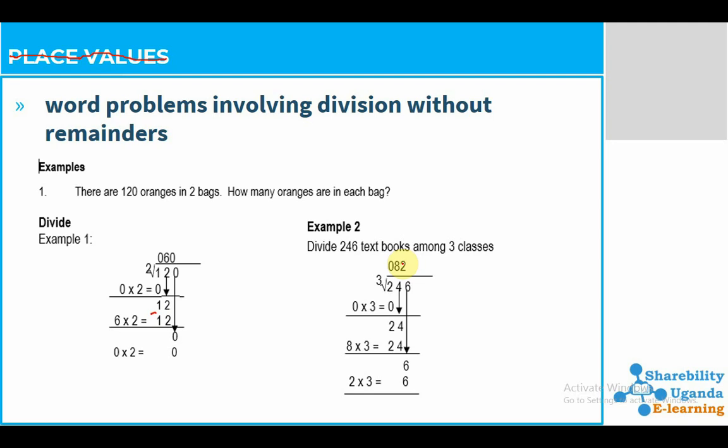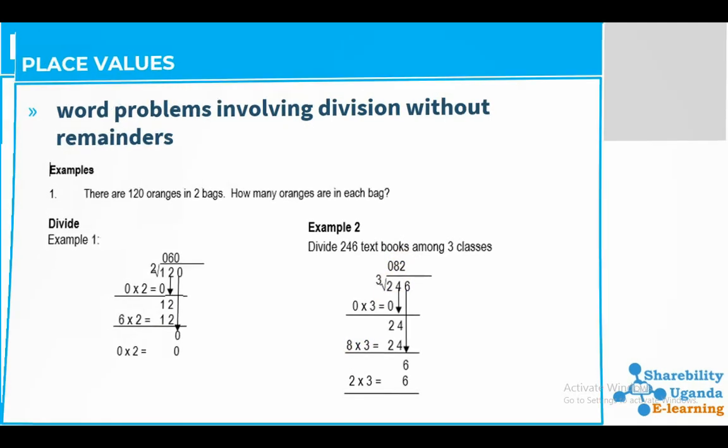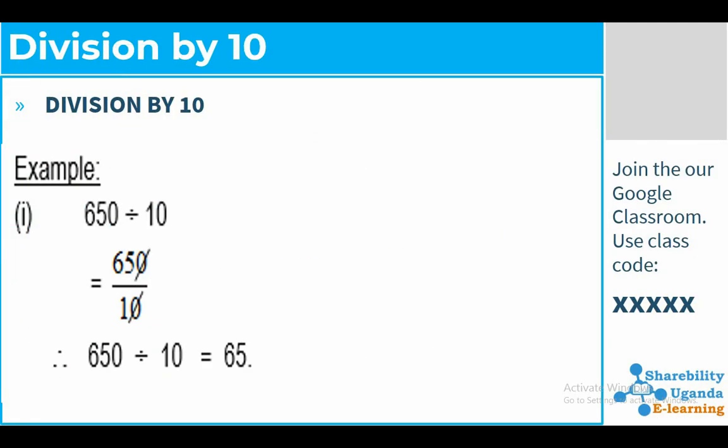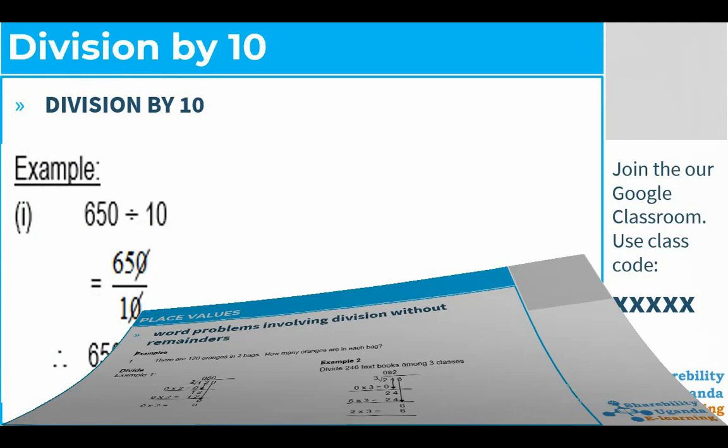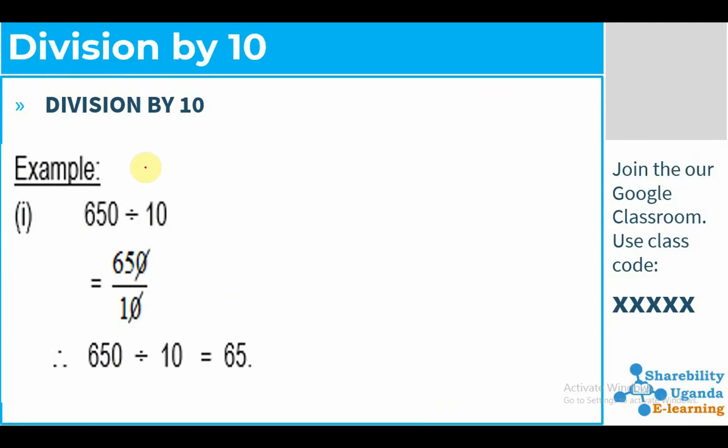When you say 2 times 3, we get a 6. So when you subtract here, we come with a naught, and this number is also eliminated, right? So that's how we deal with division without remainders. Let's look at another example.